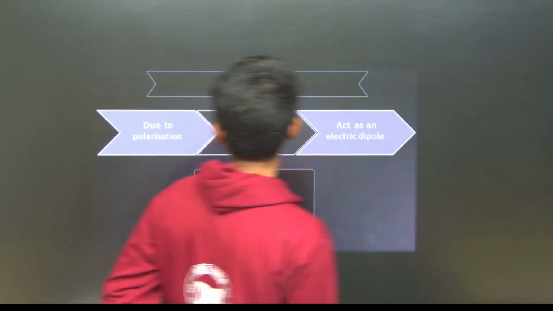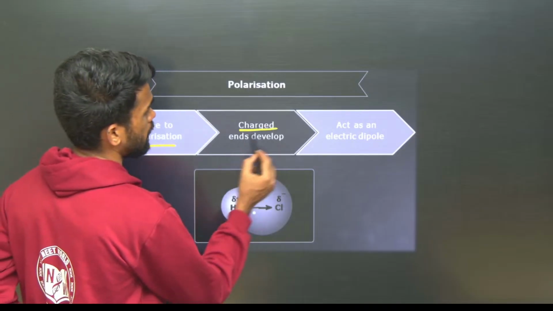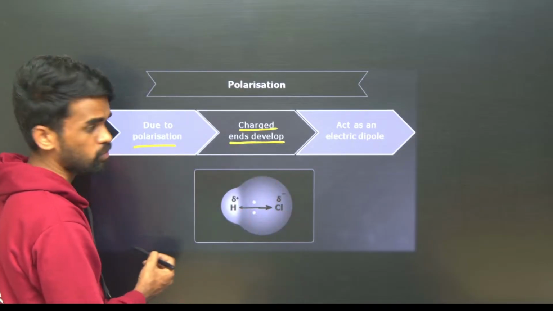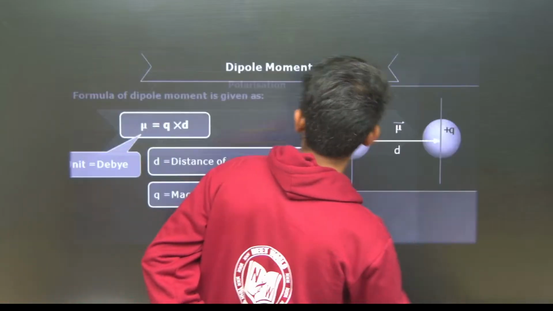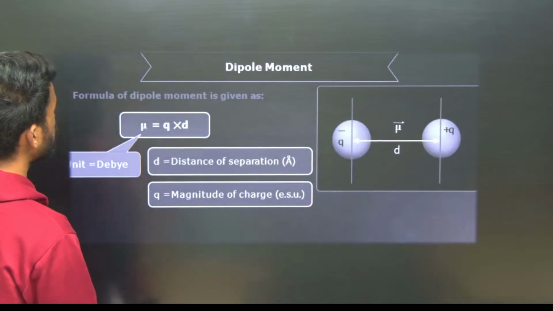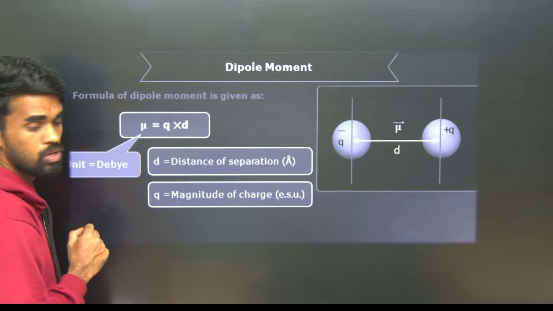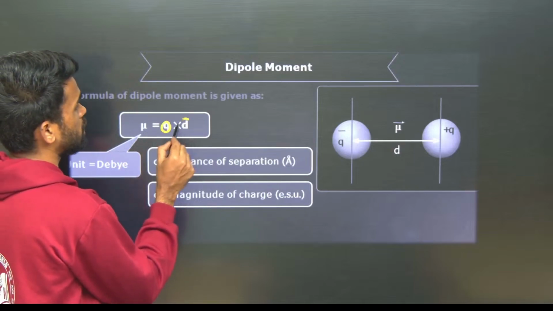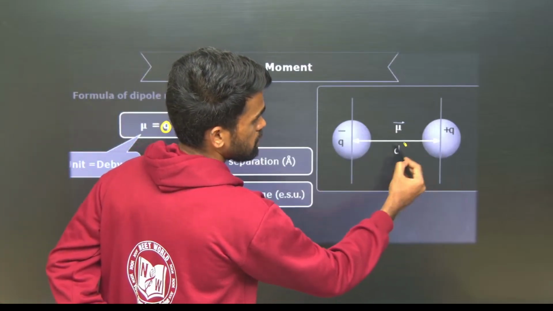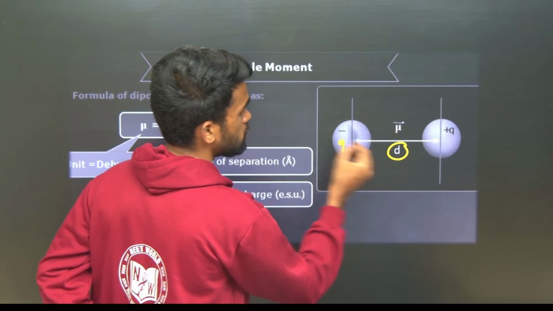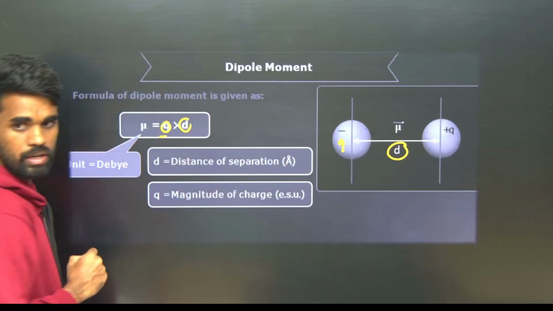Next, due to polarization, charged ends are developed, like partial negative and partial positive, so it acts as an electric dipole. Now the dipole moment: how can we calculate the dipole moment for the charged species? Mu is equal to charge multiplied by distance. d is the distance of separation between these two charges, and q is the charge on each of the molecule or the ion. So mu equals q into d.